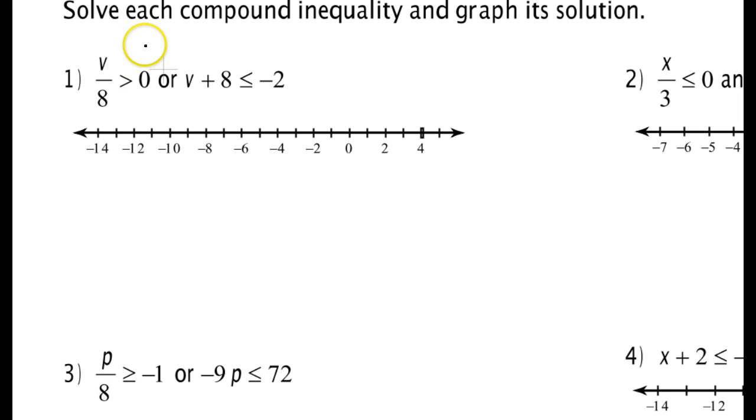So let's go ahead and solve some of these, just see what happens. Give you some examples. So v divided by 8 is greater than 0. What number divided by 8 is bigger than 0? We can solve this by multiplying by 8 on both sides, right? It's divided by 8, so you undo dividing by multiplying. Gotta do it to both sides. All right, so we have 8's canceling, and we just have v is bigger than 0 times 8, which is still 0.